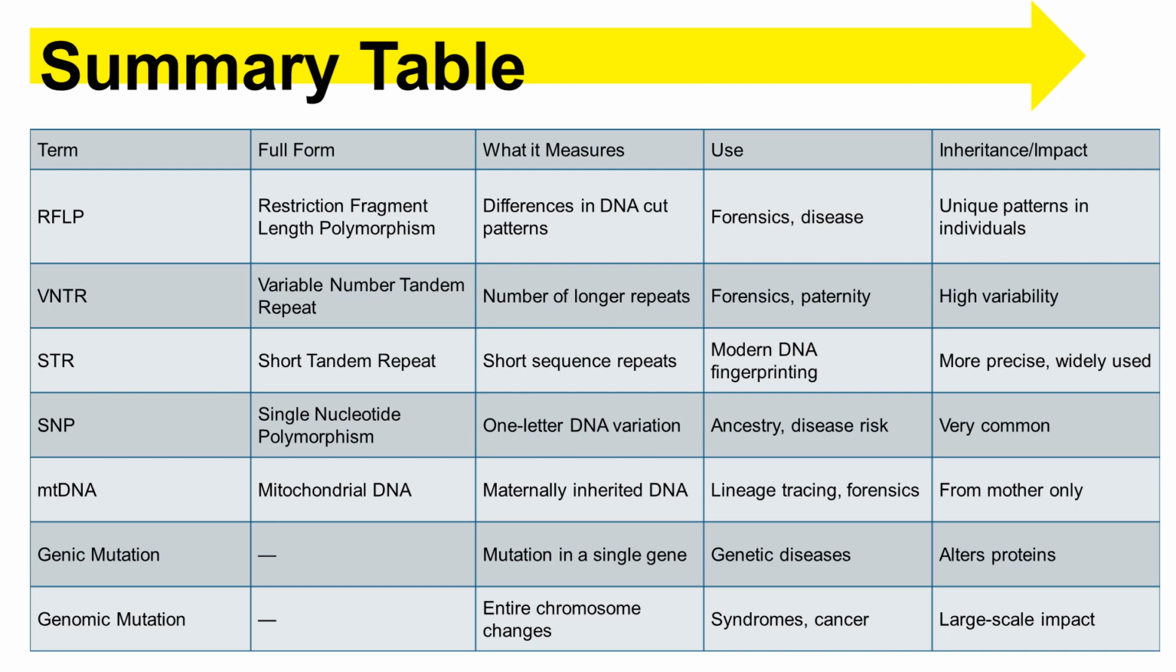mtDNA, mitochondrial DNA: maternally inherited DNA, lineage tracing, forensics, from mother only. Genic mutation: mutation in a single gene, genetic diseases, alters proteins. Genomic mutation: entire chromosome changes, syndromes, cancer, large-scale impact.